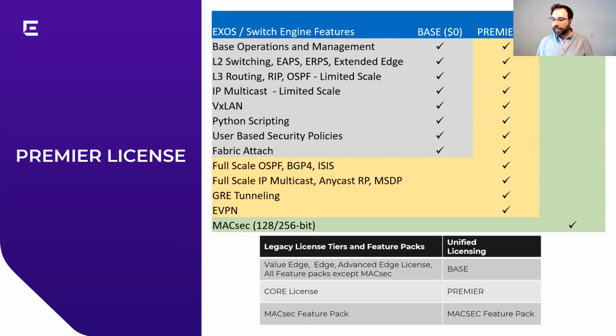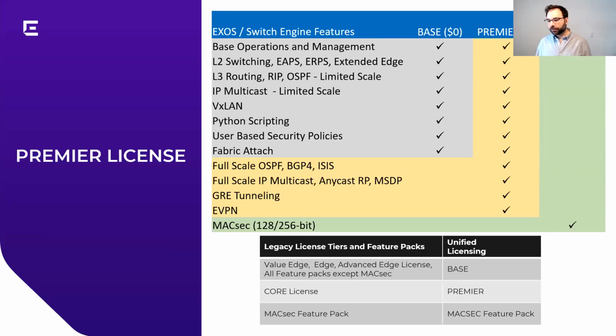But that number is usually enough for most of the access and edge switch use cases. It's either 2 or 4, depending on the protocols. But if you need more to use them as aggregation or as a core layer, this is when you would need the Premier license. And that license is also needed to enable GRE tunneling and EVPN as a whole.